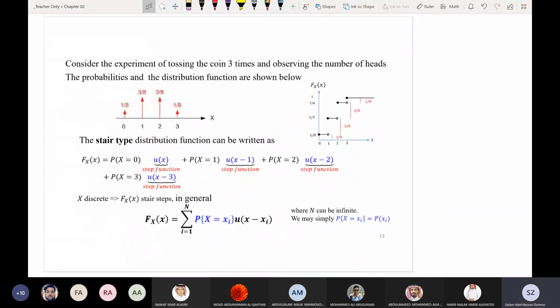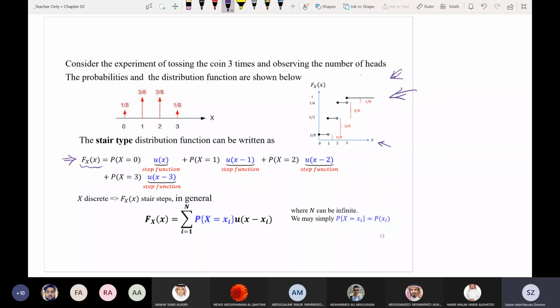طيب الآن consider نفس experiment, tossing a coin 3 times, observing the number of heads, نفس الكلام. الآن let's write, الآن احنا we were able to sketch fx of x, and we sketched it as here. Now we need to write it as a function also. You know, fx of x is a function at the end. It's a function of the dummy variable x, small x, right? So we need to be able to write it in an analytical form. هذا sketch جميل يعطيك visual representation. خليك تتخيل كيف شكل توزيع البروبابيلتي. لكن it's always good to know how to write it in an analytical form.